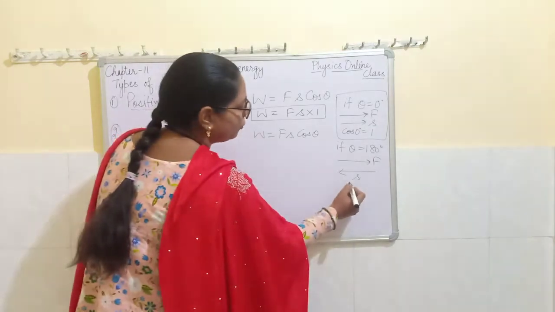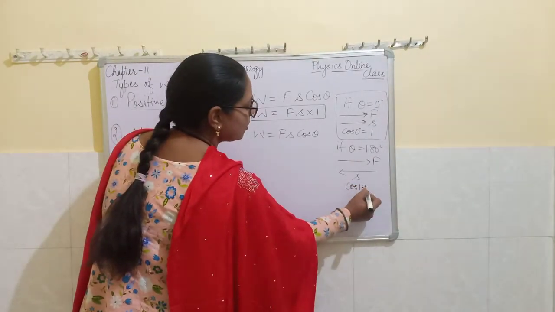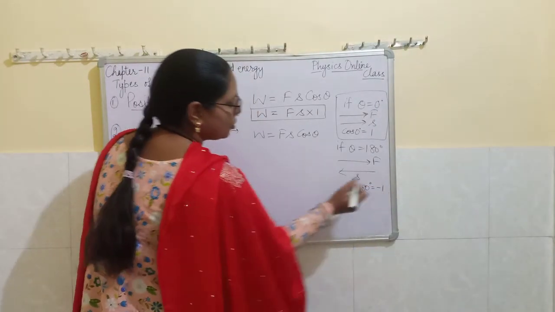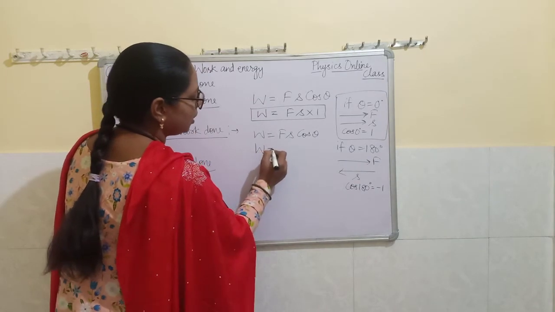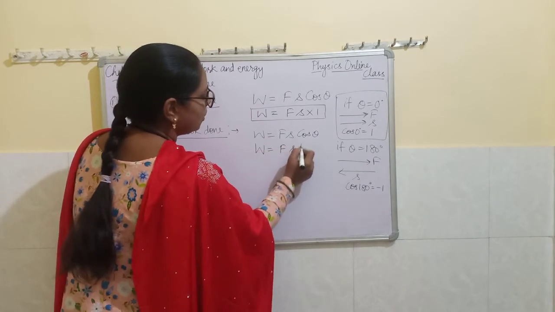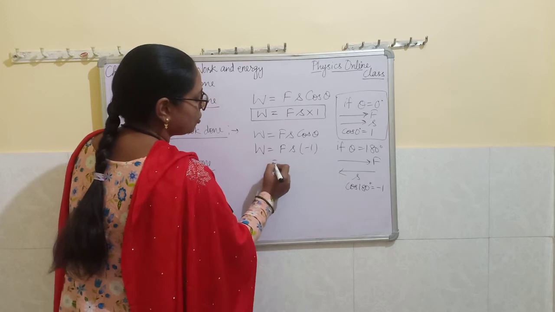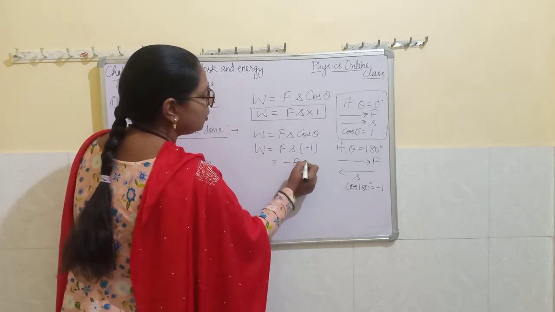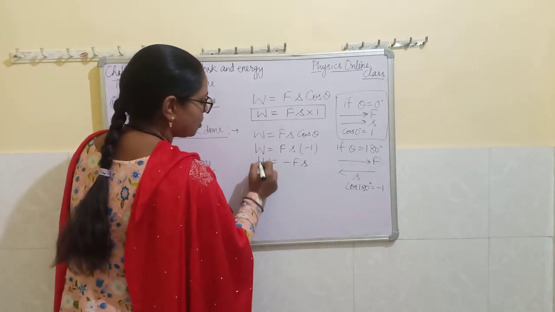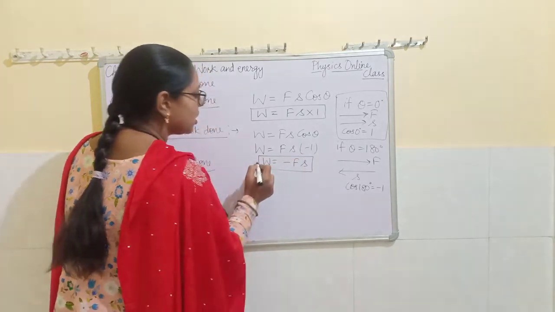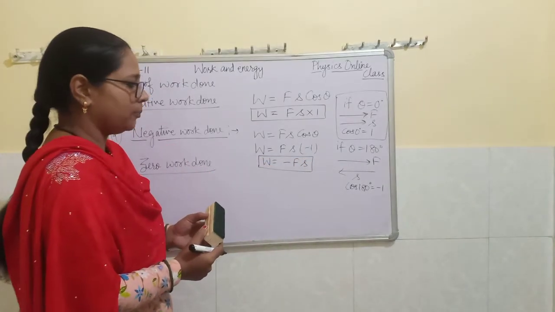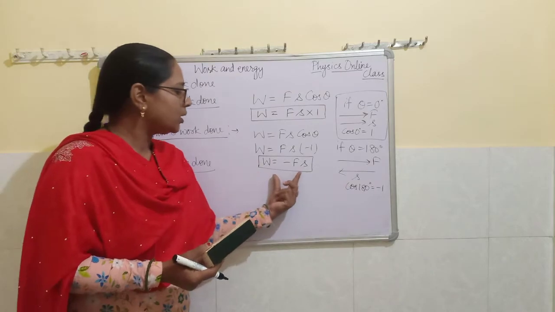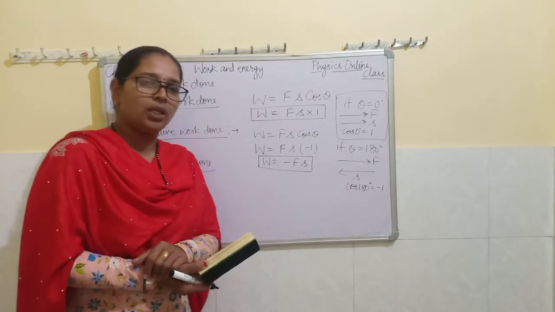And the value of cos 180 is -1. So we will put here work done is F S multiplied by -1. So we will get our result as negative. So this type of work done is known as negative work done. What are the examples of negative work done now?